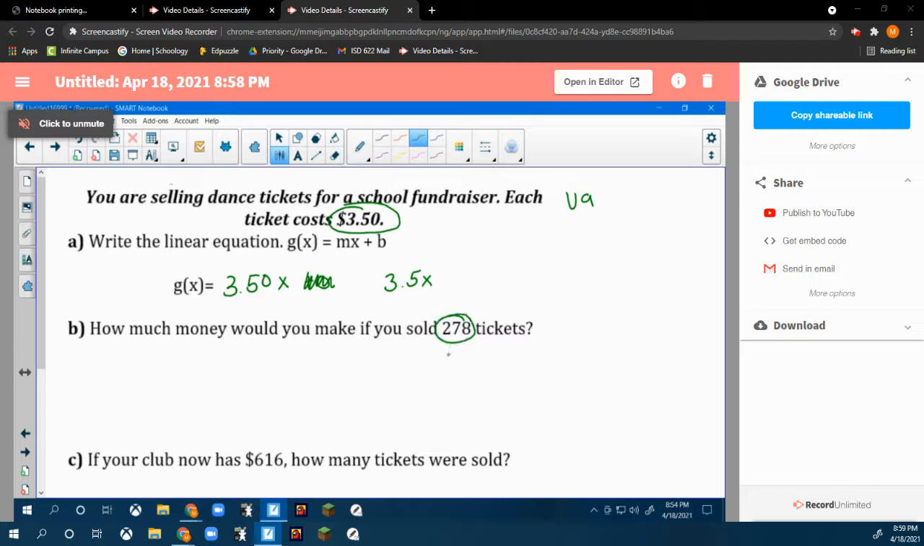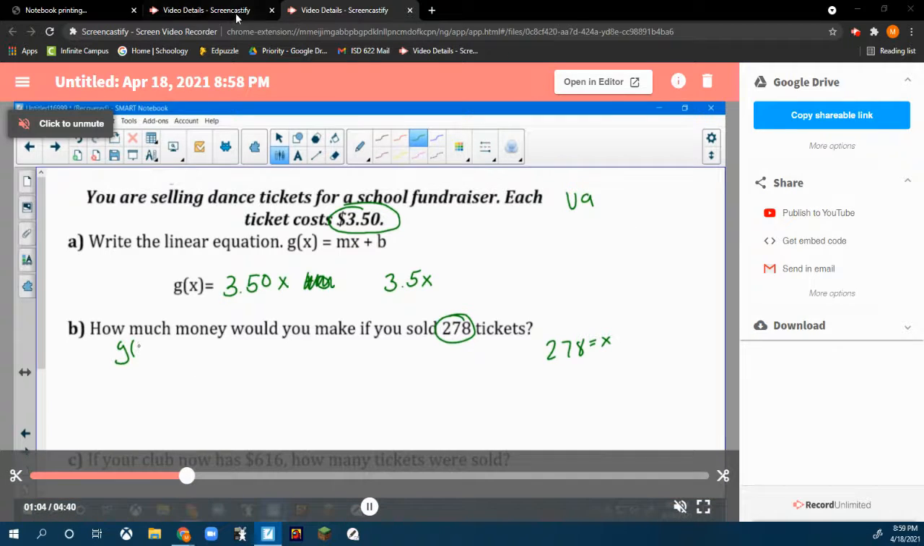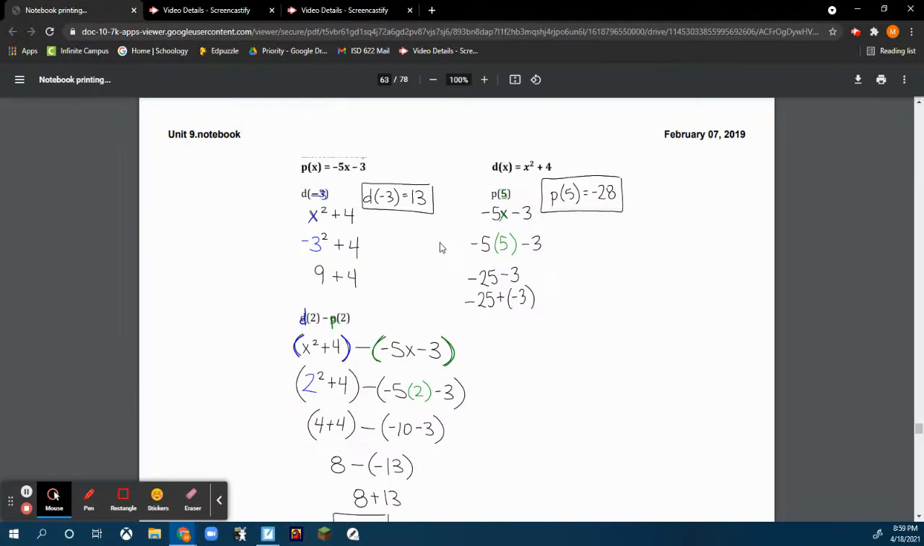Okay, we got a function here, p of x equals negative 5x minus 3. We want to know what's going to happen when x is negative 3. This should be x, sorry, not d.